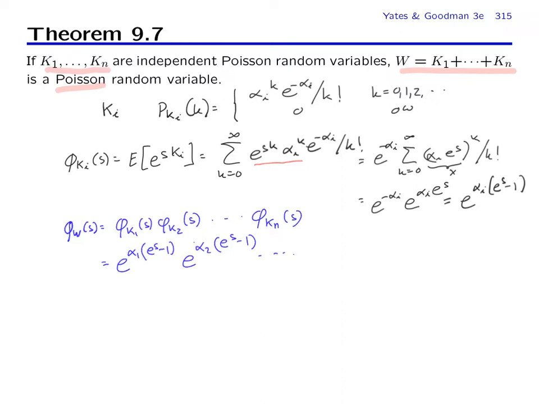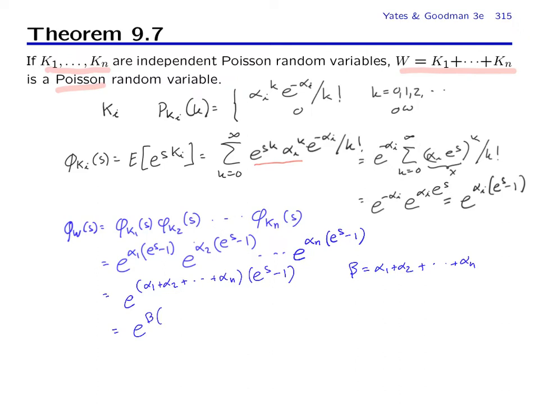This sequence of products continues up to e to the alpha n, e to the s minus 1. And now we can combine these exponential terms, and they actually combine in a nice simple way. It's alpha 1 plus alpha 2 plus dot dot dot plus alpha n times e to the s minus 1. And if we define beta equal to alpha 1 plus alpha 2 up through alpha n, the sum of the alphas, we have the moment generating function of W is e to the beta times e to the s minus 1.